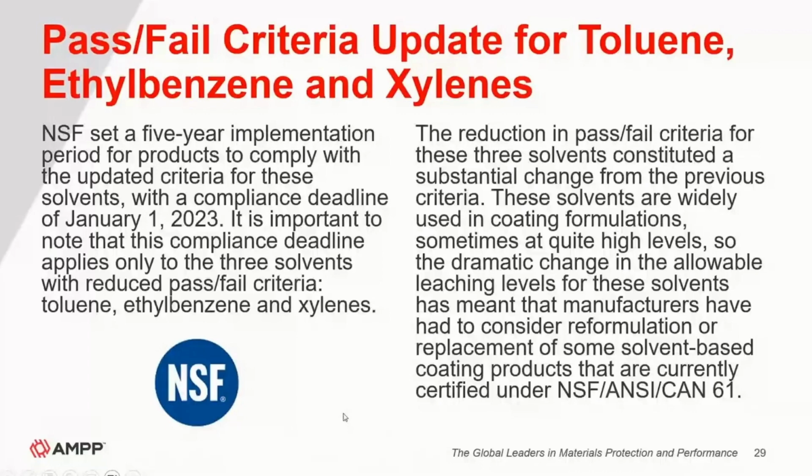So NSF set a 5-year implementation period for products to comply with the updated criteria for these solvents, with a compliance deadline of January 1st, 2023. It's important to note that this compliance deadline applies only to the three solvents with reduced pass-fail criteria, which are toluene, ethylbenzene, and xylene. The reduction in pass-fail criteria for these three solvents constituted a substantial change from the previous criteria. These solvents are widely used in coating formulations, sometimes at quite high levels.